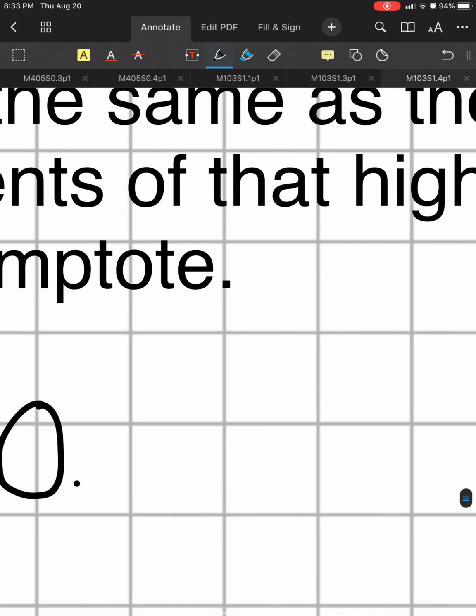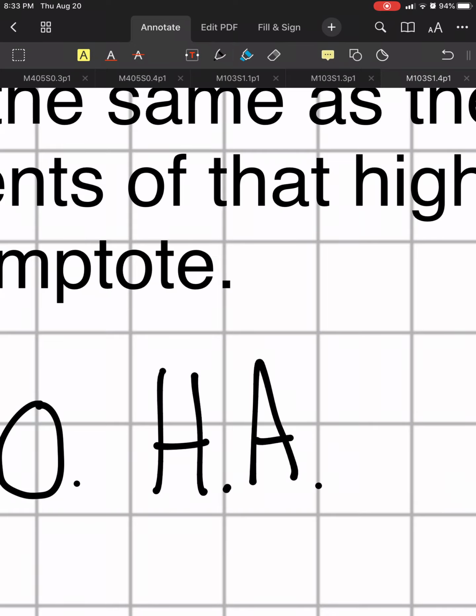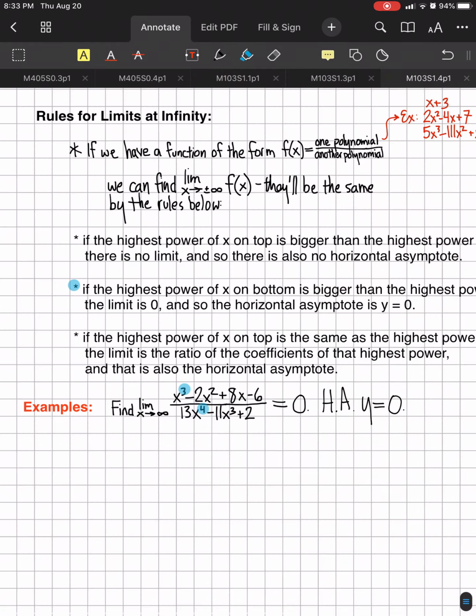And if we're asked to find the horizontal asymptote, that's the same thing. Horizontal asymptote is y equals 0. And we're done. Okay. Hopefully that makes sense. So that's our first example. Hopefully that was pretty easy. Let's pick another one. There we go.